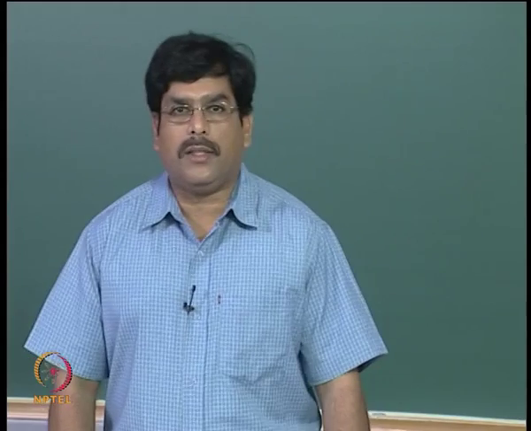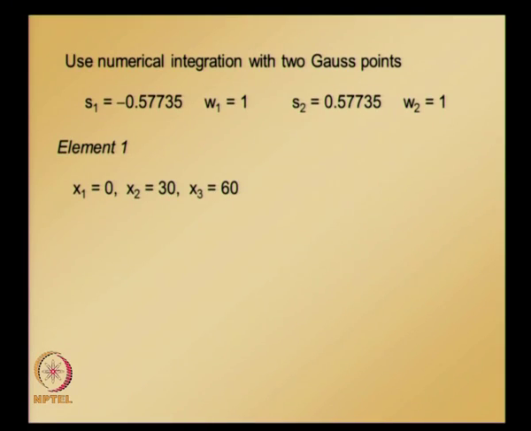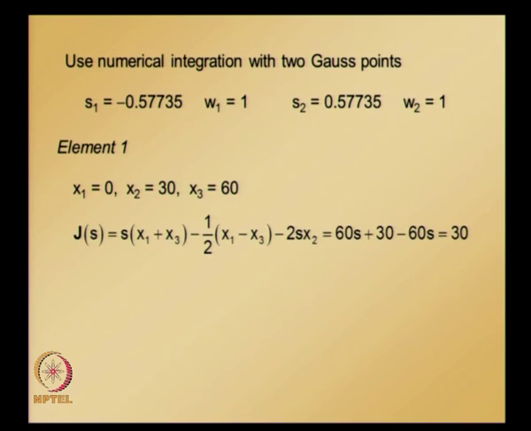So for element 1, 3 nodes, the corresponding nodal coordinates x1, x2, x3 are shown, and once we have x1, x2, x3 values, we can easily evaluate the Jacobian J. We can easily calculate the Jacobian value, which turns out to be a constant 30, because all the nodes are equispaced or uniformly distributed.